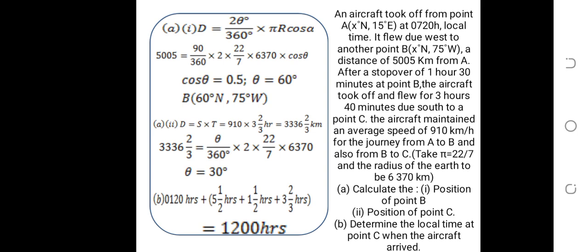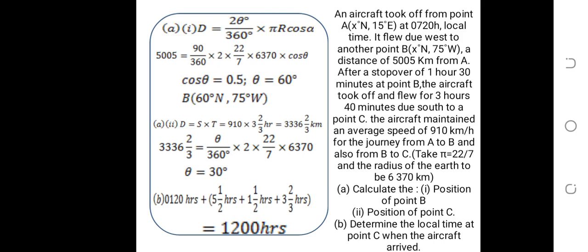An aircraft took off from point A, x degrees north, 15 degrees east, at 0720 hours local time. It flew due west to another point B, x degrees north, 75 degrees west, a distance of 5,005 kilometers. After a stopover of 1 hour 30 minutes at point B, the aircraft took off and flew for 3 hours 40 minutes due south to a point C.